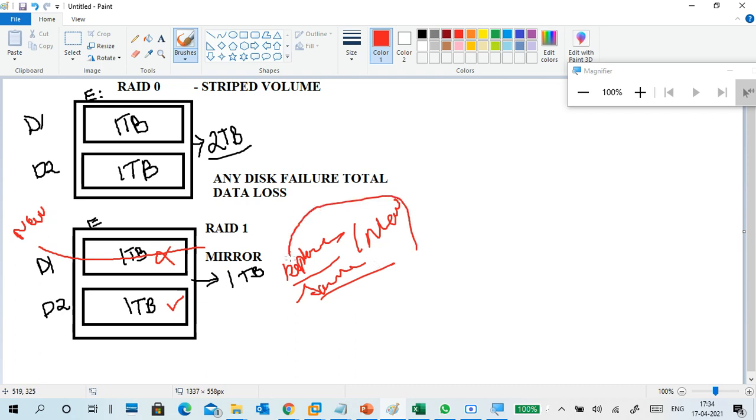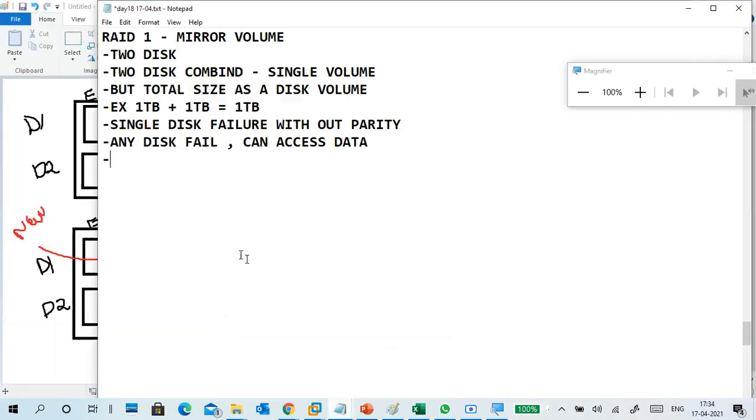So automatically the mirror will be broken. Again it becomes separate, like this is E drive and this becomes F drive automatically. So the mirror won't come back. We have to create the mirror again from the starting. So that is the problem. We are losing 50% of the total size, the total volume.